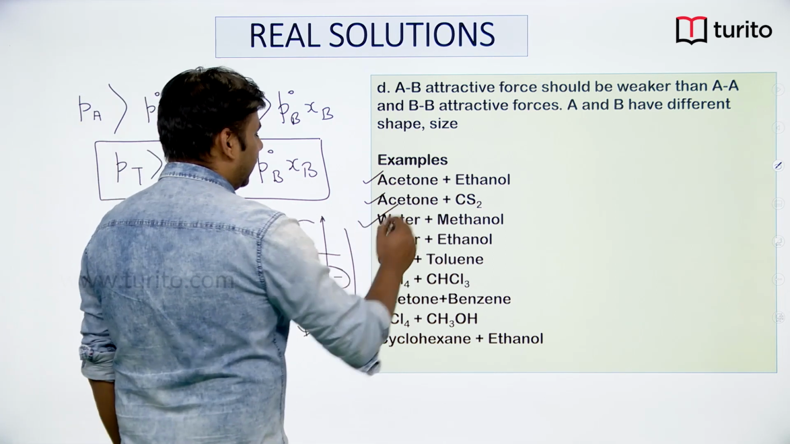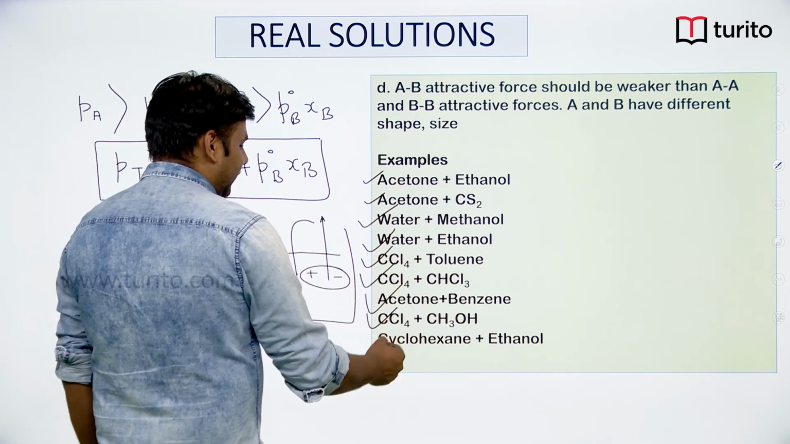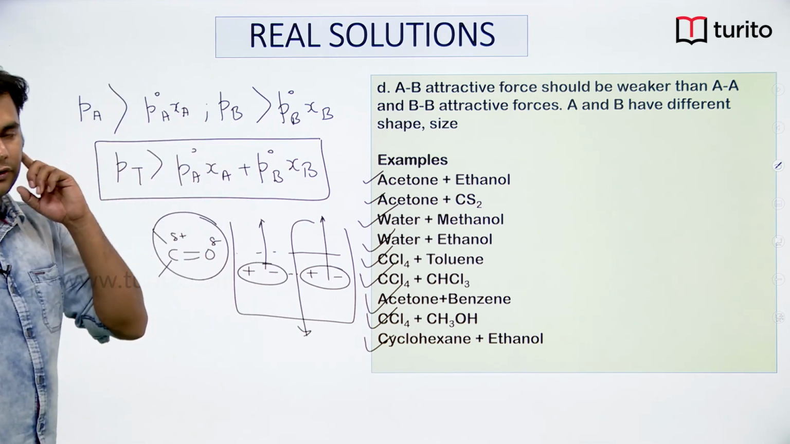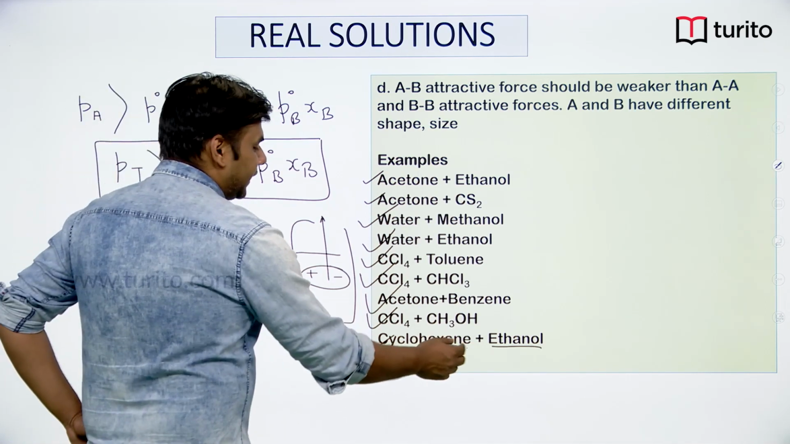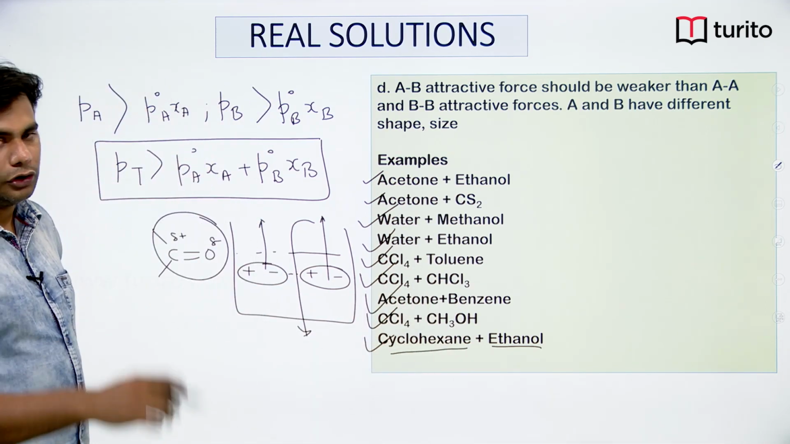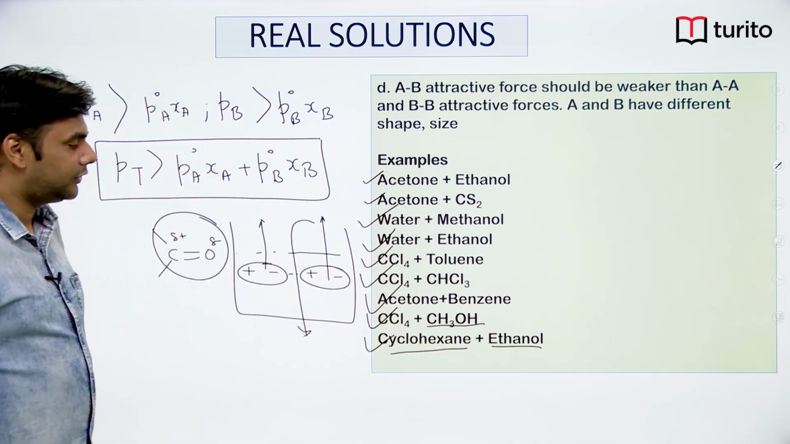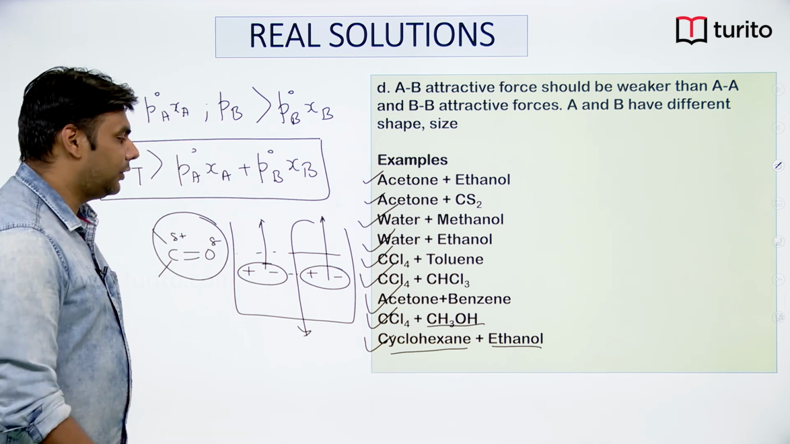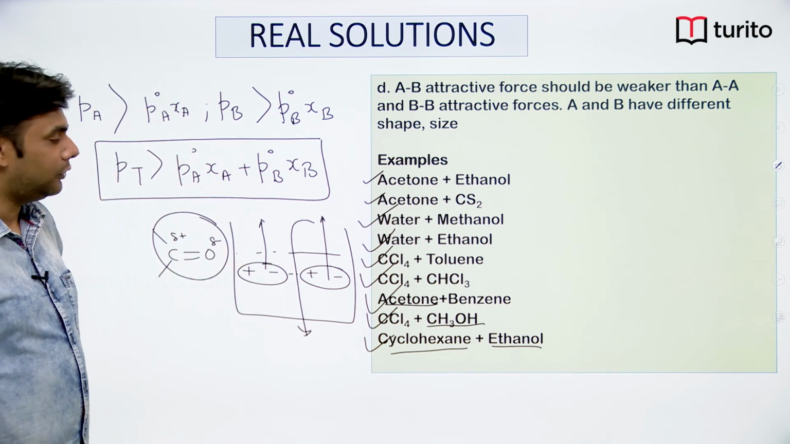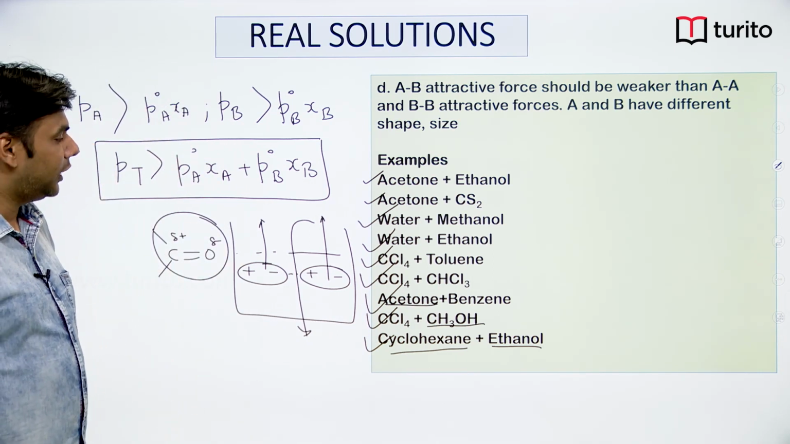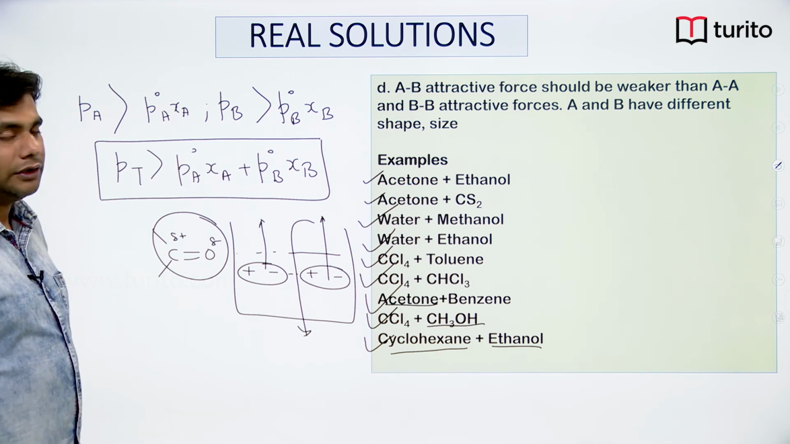Similar examples are water methanol, water ethanol, CCl4 toluene, CCl4 chloroform, acetone benzene, CCl4 methanol, cyclohexane and ethanol. This is again easy to predict. Ethanol has hydrogen bonding; when cyclohexane is added, it breaks the hydrogen bond and both molecules become free. Methanol has hydrogen bonding; when you add CCl4, a non-polar molecule, the interaction between methanol will break and the methanol will become free to escape. Acetone is a polar molecule and benzene is non-polar, so when you add acetone to benzene, the interaction between the acetone would weaken because benzene would come in between them.